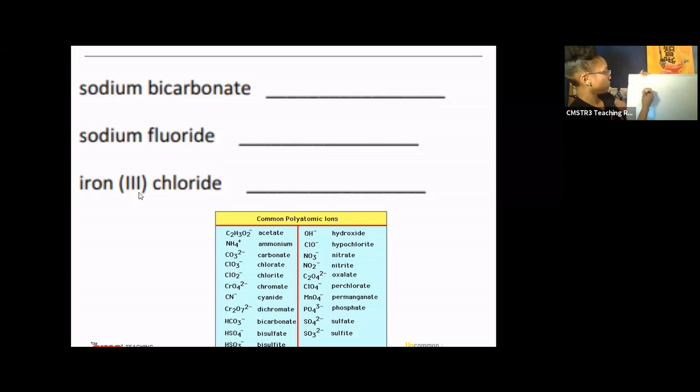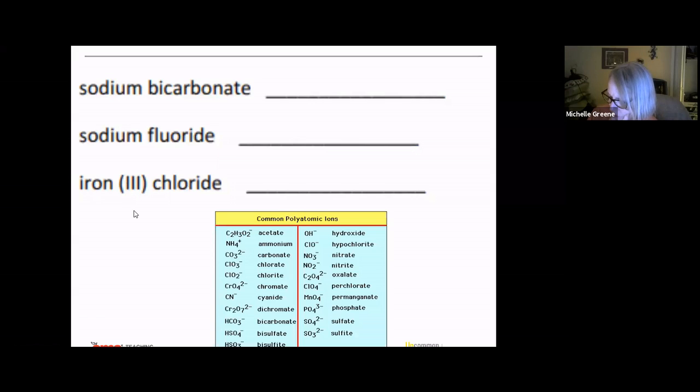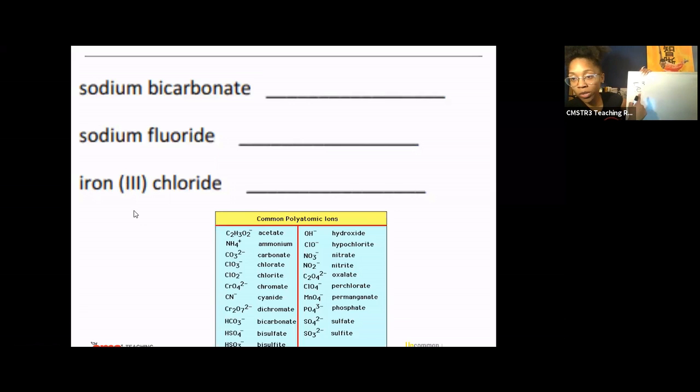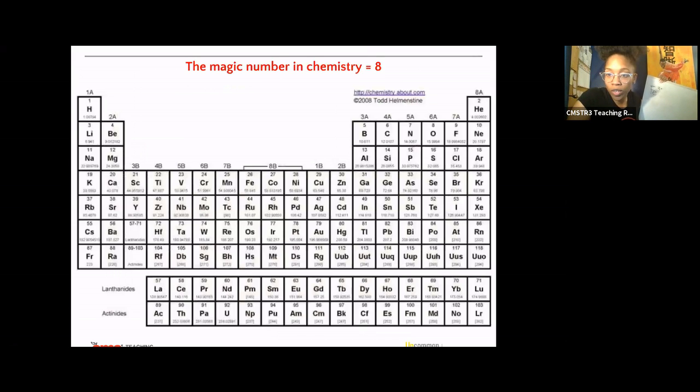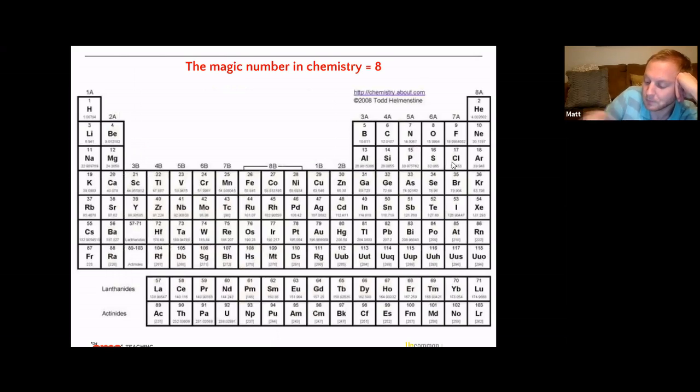So if we have iron, its charge is going to be what? Well, obviously 3, right? Hint: the metal is always going to have a positive charge. So it's going to be iron 3+. Chloride is chlorine. So if we look back at our periodic table, chlorine is right here in group 17. If it's in group 17, what charge is it going to have? -1.